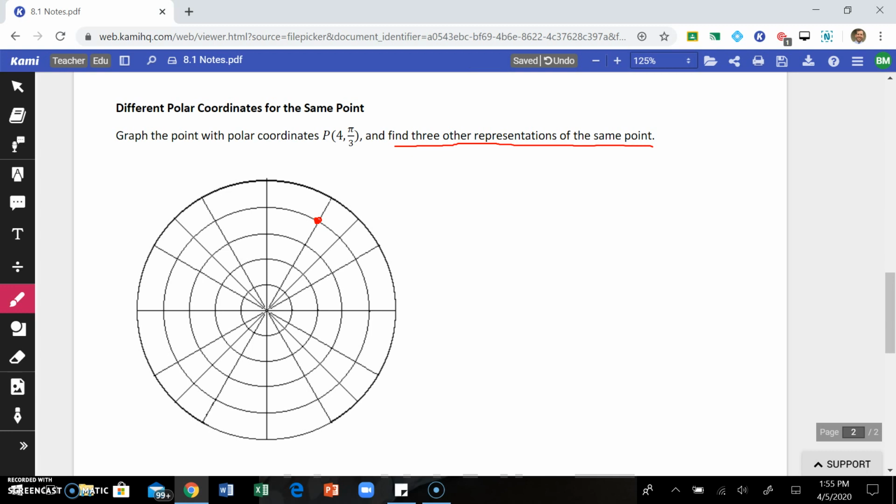So I'm going to do some different things here. One, I could keep this as 4, and then all I need to do in order to get more representations of that is find a coterminal angle to pi over 3. So if I just simply take pi over 3 and I add 2 pi to it, that's going to give me a coterminal angle, which we know is in the same location, and therefore it would be the exact same coordinate point. So if we take pi over 3 and add 2 pi, just remember when you do that, you need to get a common denominator. So if I add 2 pi to that, that's going to be adding 6 pi over 3, so that's going to be 7 pi over 3.